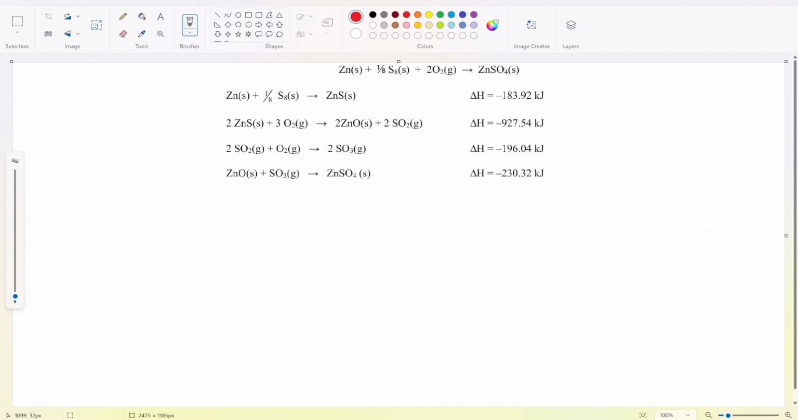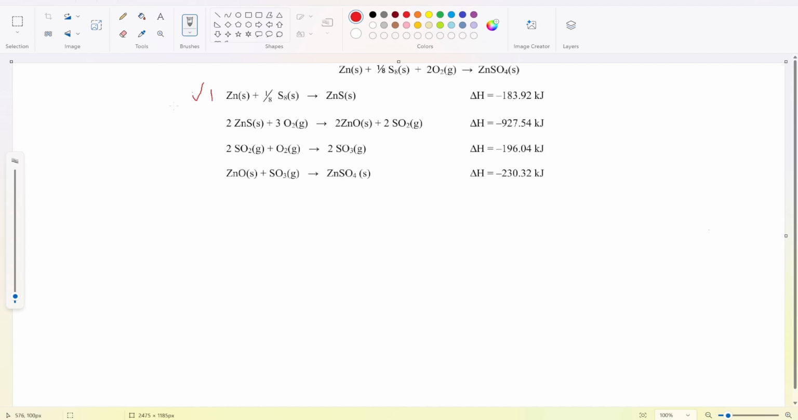As we can see, we need zinc, we need sulfur 8, but there's only one of them technically. We need 2 oxygens, and we need zinc sulfate. Now, the first equation, if we look at it, we have the zinc in the right place, we have the sulfur in the right place, and then the zinc sulfide is unneeded.